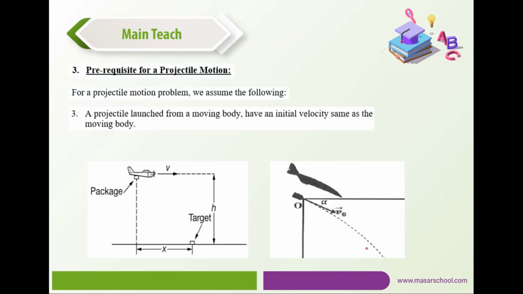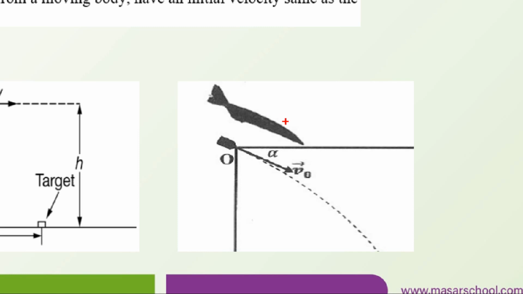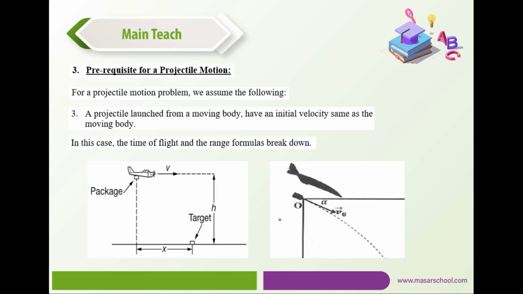Now here the airplane is not moving horizontally, however it has a velocity vector which is v0 like this, and it will drop down a projectile. What would be the initial velocity of this projectile? It would be the same as the airplane. This angle alpha is related to the angle that the airplane makes with the horizontal, and the value v0 would be equal to the speed of the airplane at the moment it drops the projectile. And you know that in this case the time of flight and the range formulas break down, because this is the case of a non-symmetric projectile.